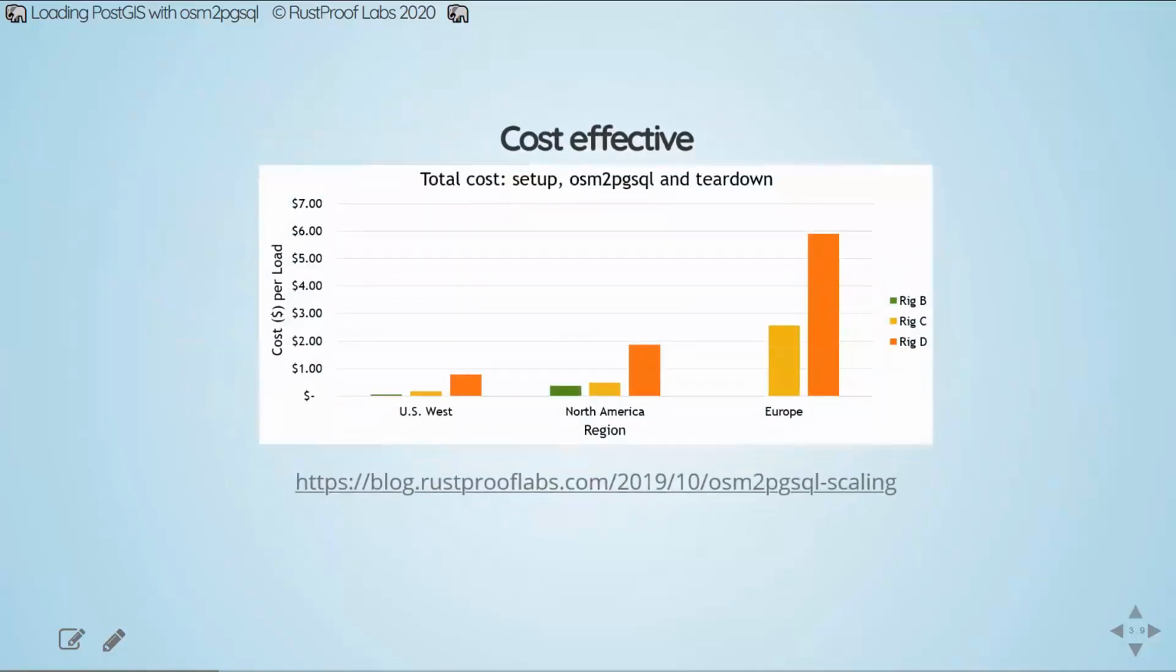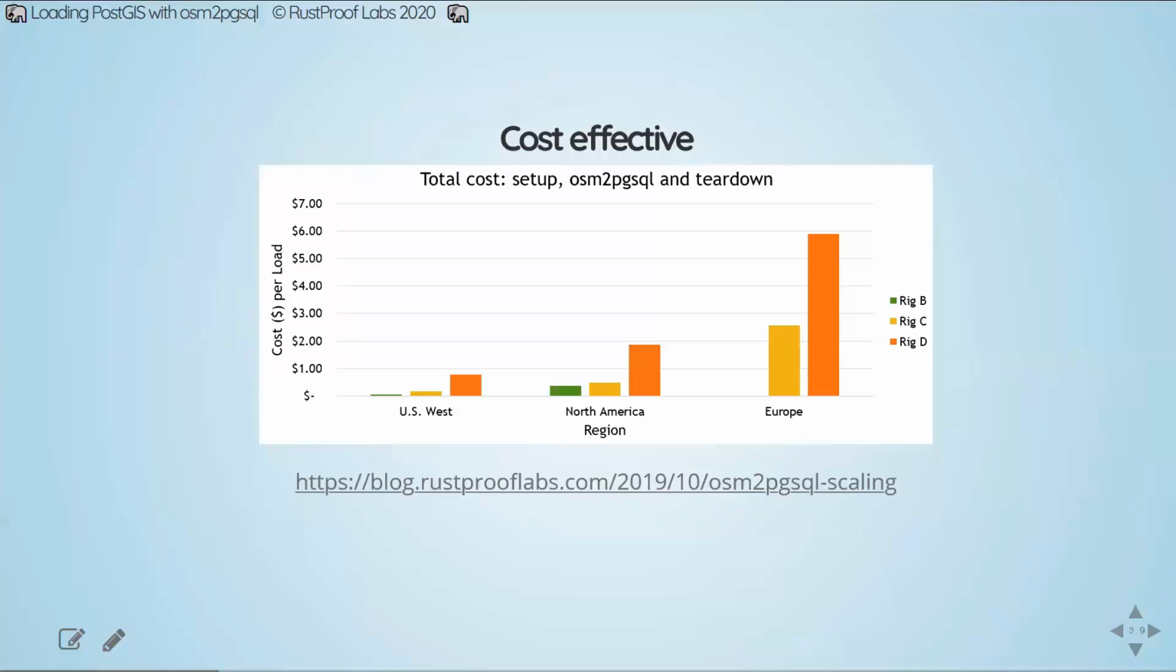So this chart looks at the total cost to process a region with osm2pgsql. This includes spooling up the server, configuring it, installing all the software, and then running the actual data load process itself. And we can see on the US West region on the left grouping there, we have 3 bars. We have the green, which is rig B, the yellow rig C, and the orange rig D. Rig C, the yellow bar in the middle, is the same level of hardware that I'm using on those 2 demos with 8 CPUs and 32 gigabytes of RAM.